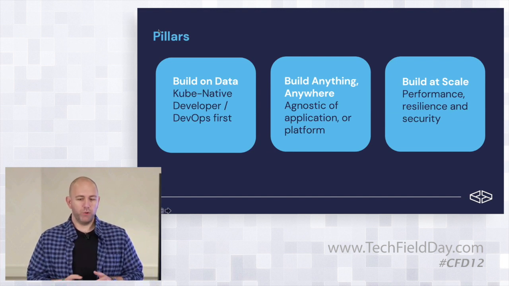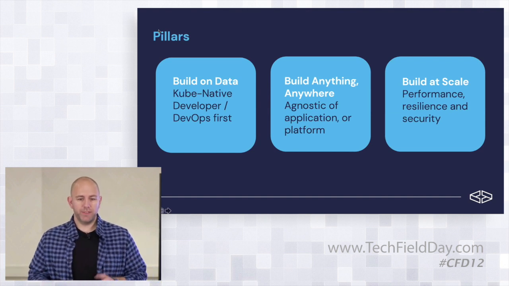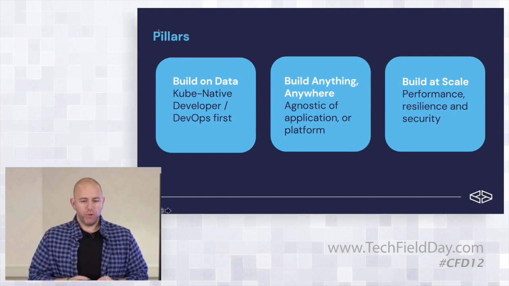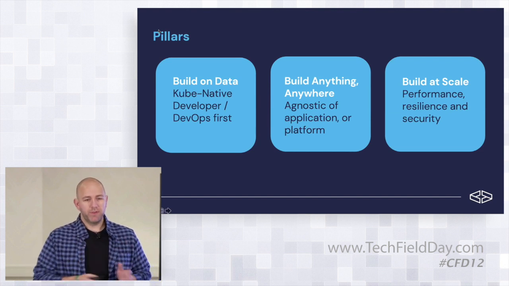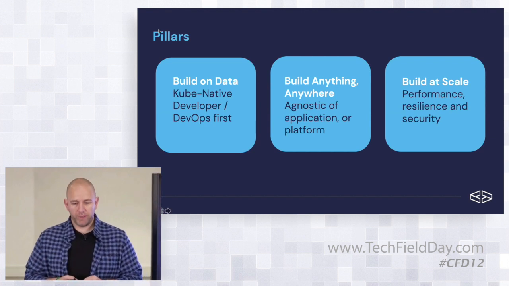Build anything and anywhere means removing any restrictions regarding what kind of application you can run on Kubernetes. There are a lot of urban legends flowing around that you can't run a database, for example, on Kubernetes. Or if you do so, you need to have a specific platform or leverage a specific service from a cloud provider.